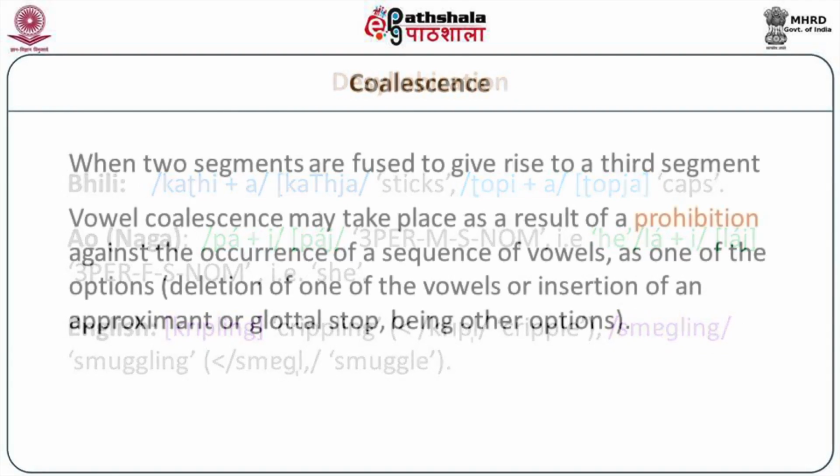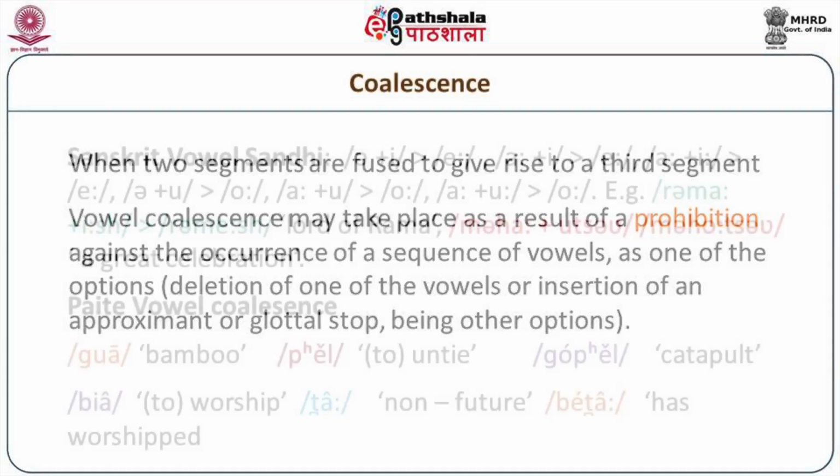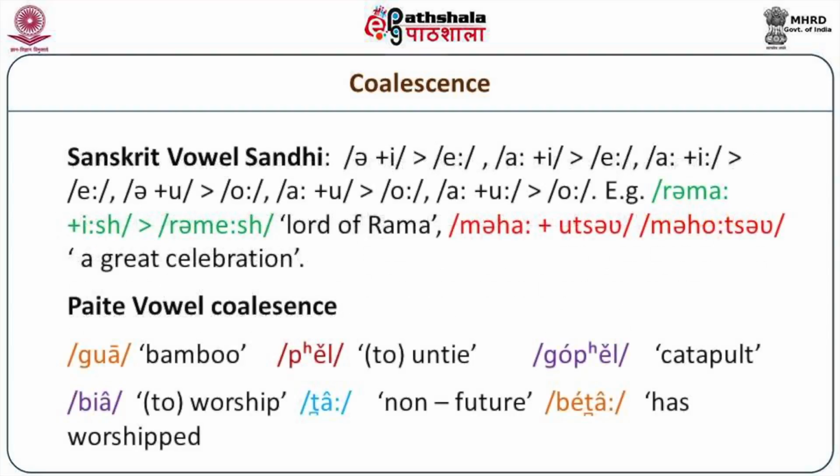Another whole segment process of great interest is coalescence. Coalescence is the emergence of a third sound from the merging of two sounds. This is found at various levels. Some examples of Sanskrit vowel sandhi are given to you on the screen. A plus E become A, plus E also become A, plus U become O, plus U become O.